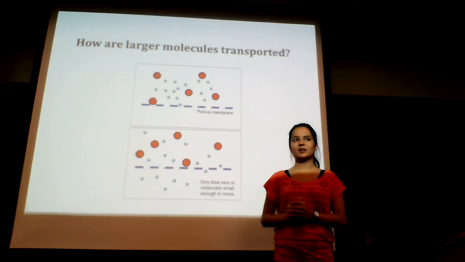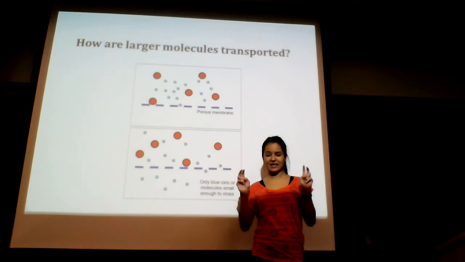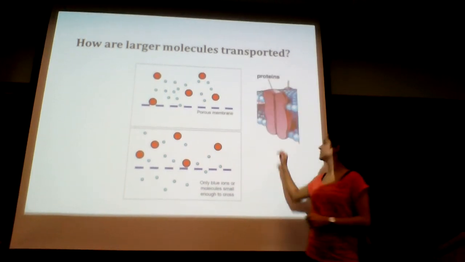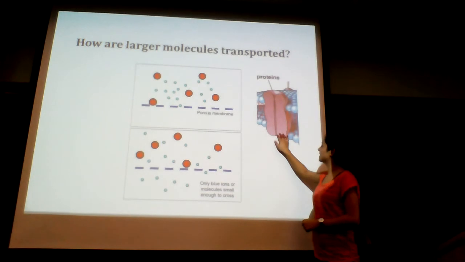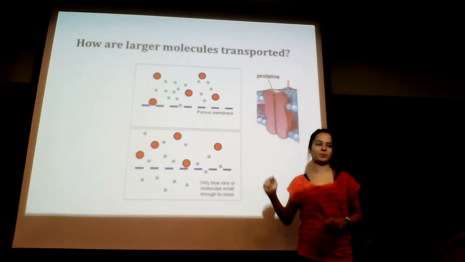And there are two different types of transport mediated by these gate proteins. First, as you can see, these are the proteins, and with the assistance of these proteins, molecules can pass through the membrane.